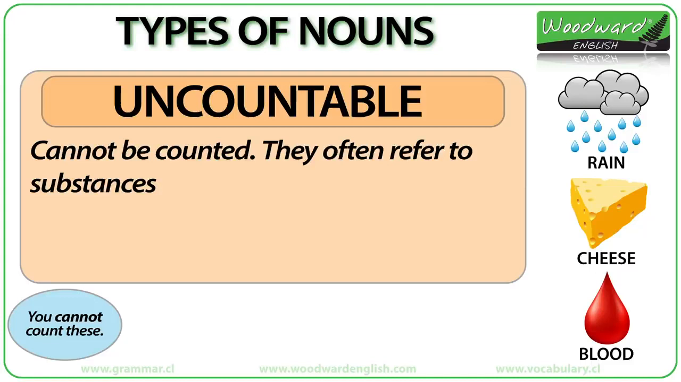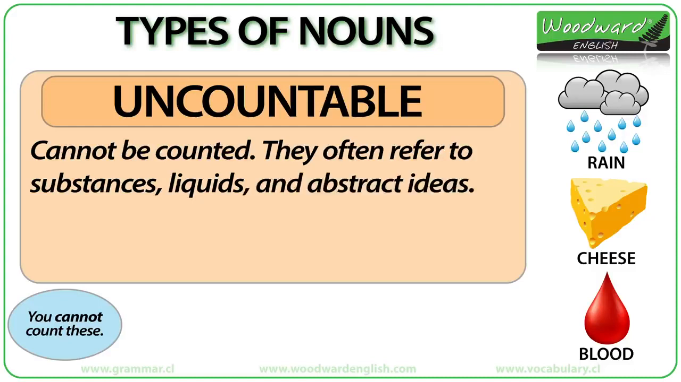Uncountable nouns often refer to substances like paper, gold, and wood. Also liquids like milk, oil, and juice. These are usually uncountable nouns. Just like blood is a liquid and is also uncountable.